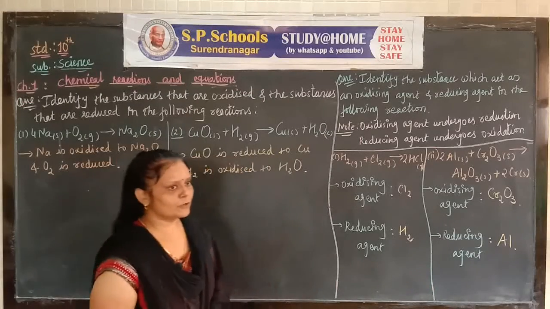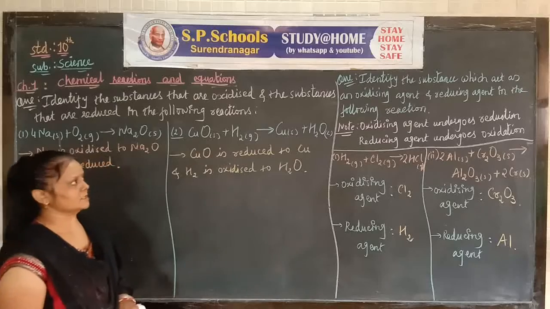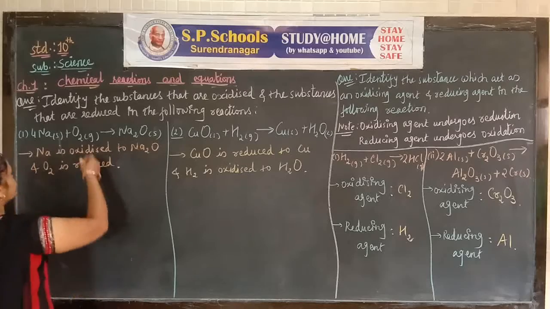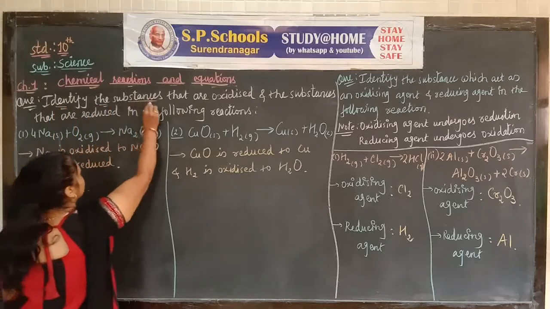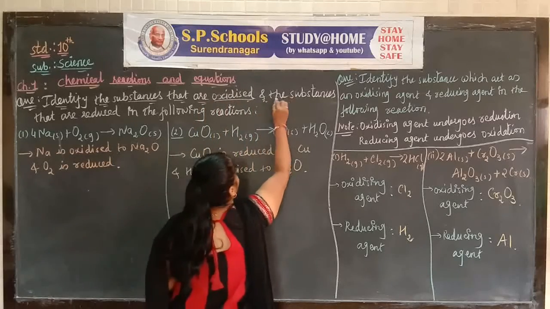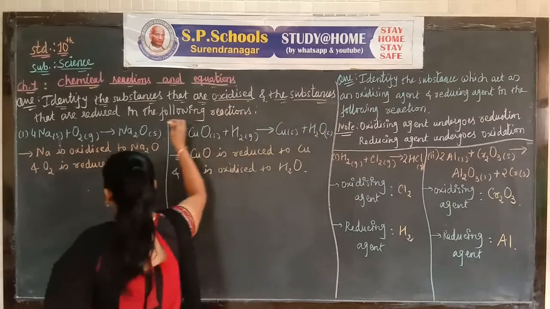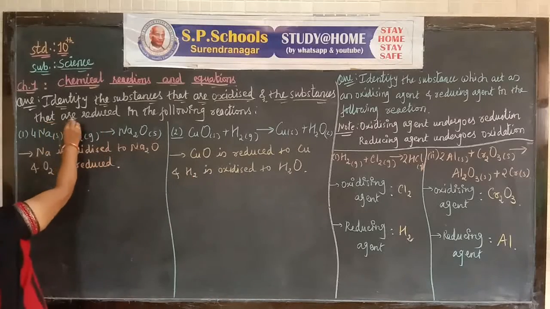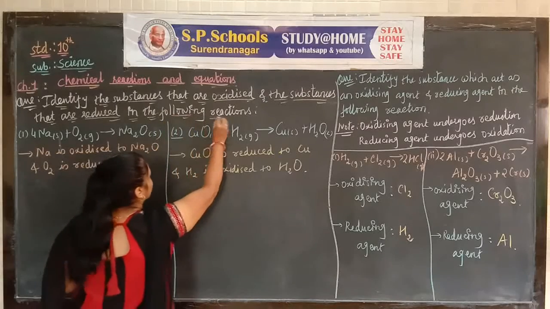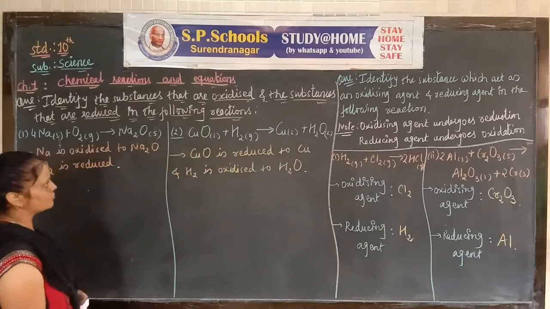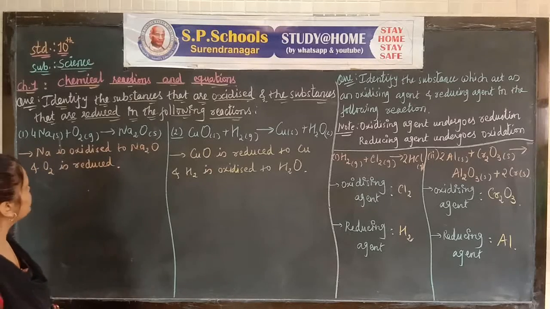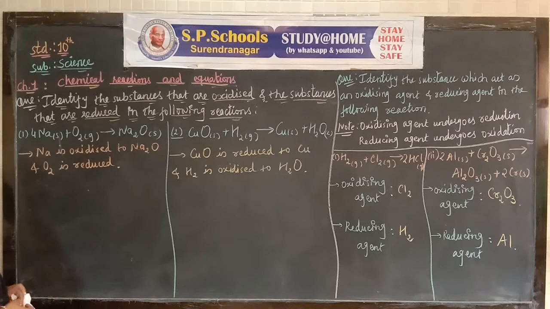Let's learn two more questions related to oxidation reduction reactions. The first question is, identify the substances that are oxidized and the substances that are reduced in the following reactions. We have two reactions and we find the oxidized substances and reduced substances.